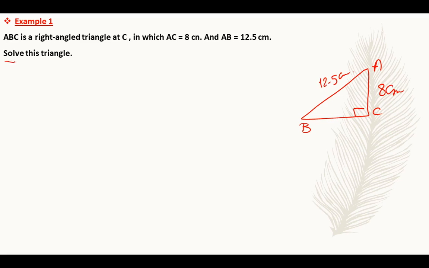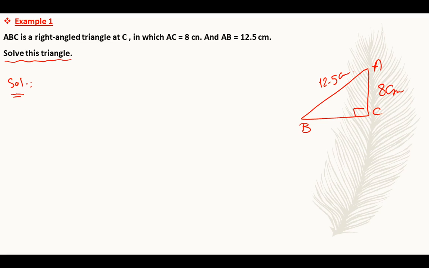Here we want to solve this triangle. So what do we mean by solving the triangle? We mean by solving the triangle to find the measures of all the angles of the triangle ABC, and find the side lengths of the triangle ABC. So we want to find the lengths of all sides, and we want to find the measure of all angles.